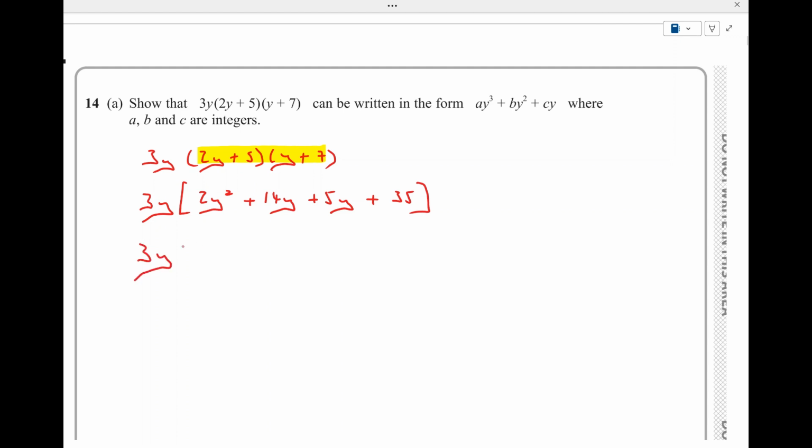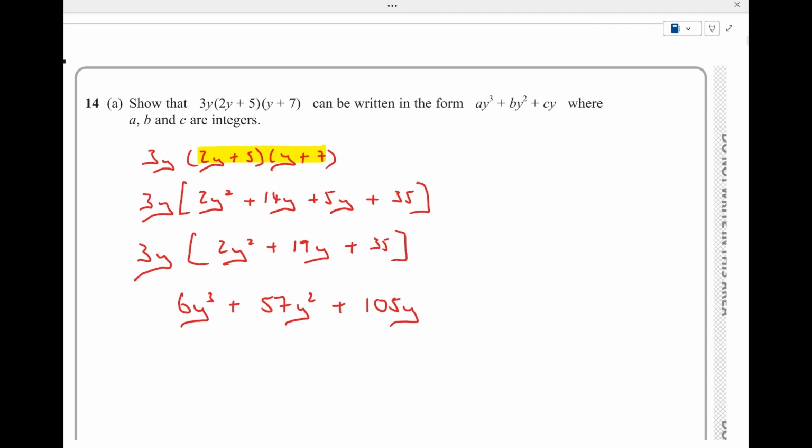Now I'm going to tidy up that square bracket first. 2y squared plus 19y plus 35. And now I'm going to multiply out the square bracket. 3y times 2y squared, 6y cubed. 3y times 19y, well, that's 57y squared, and 3y times the 35, 3 35s are 105, so that's 105y.